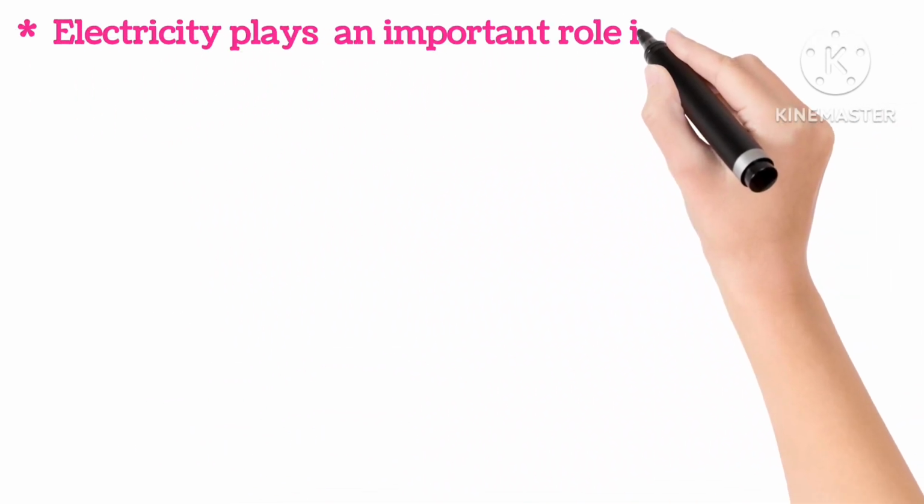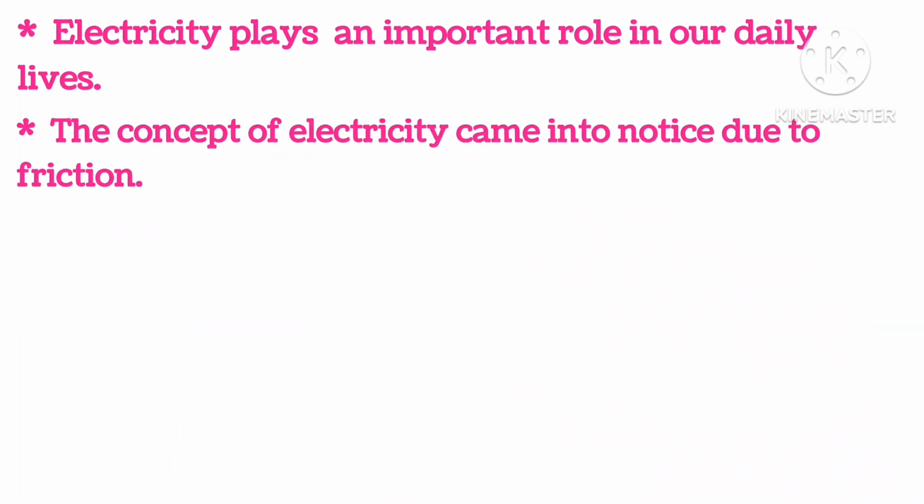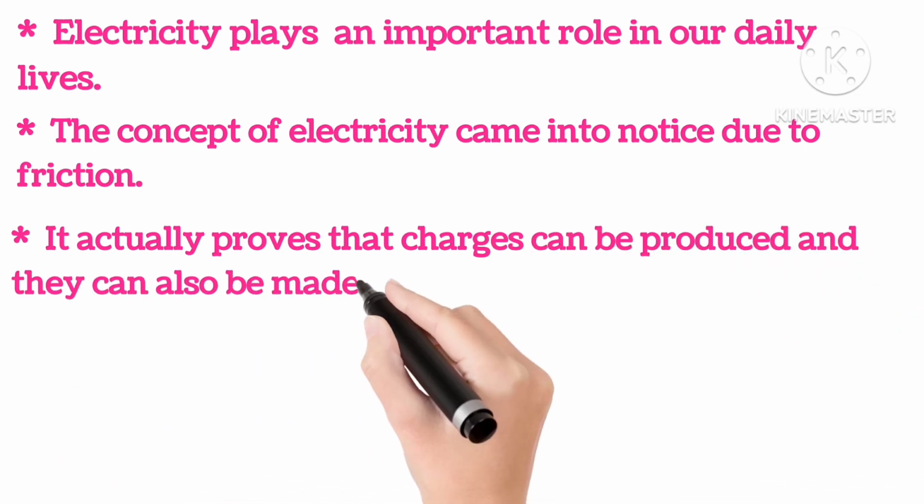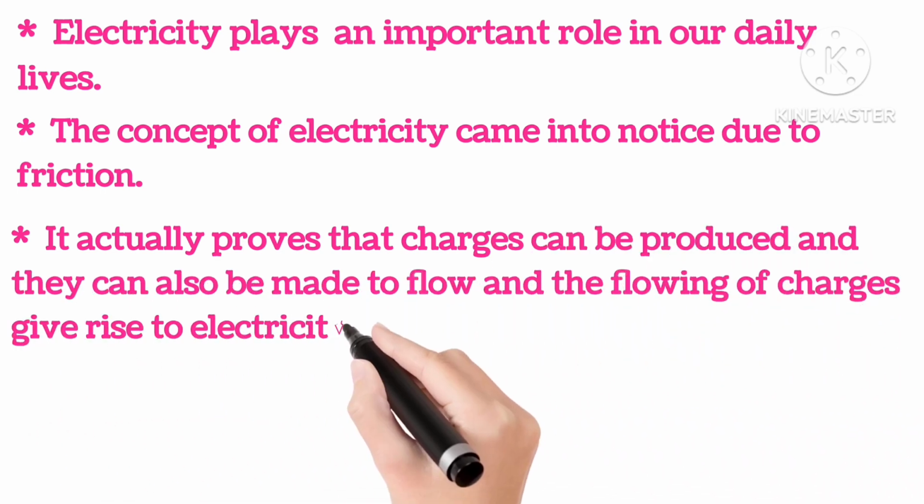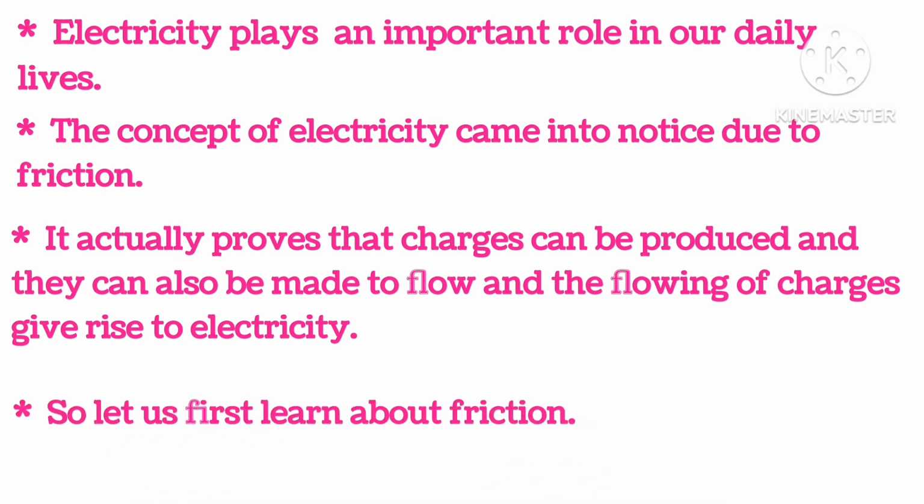Electricity plays an important role in our daily lives. The concept of electricity came into notice due to friction. It actually proves that charges can be produced and they can also be made to flow, and the flowing of charges gives rise to electricity. So first, let's learn about friction.